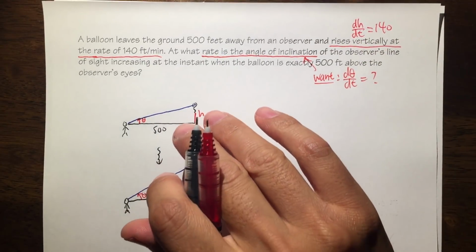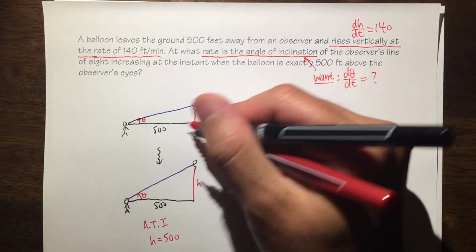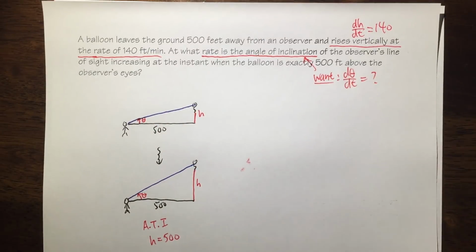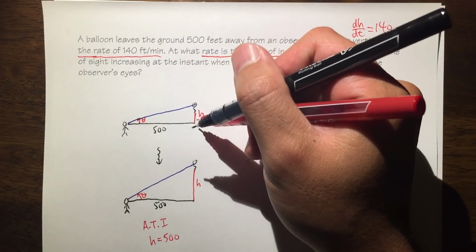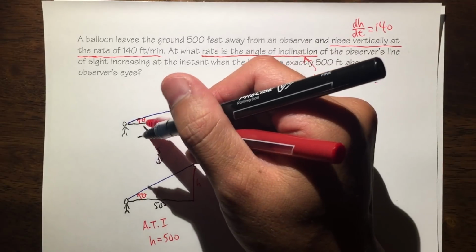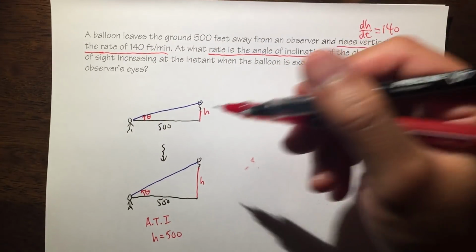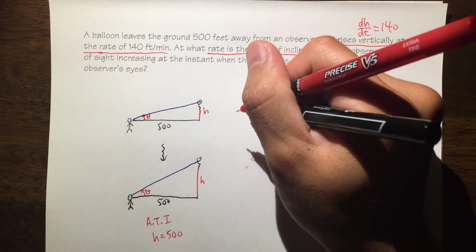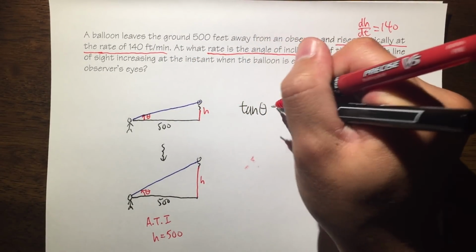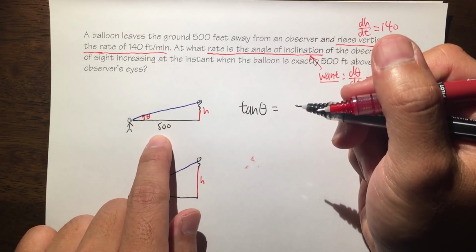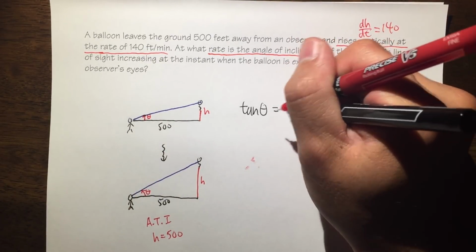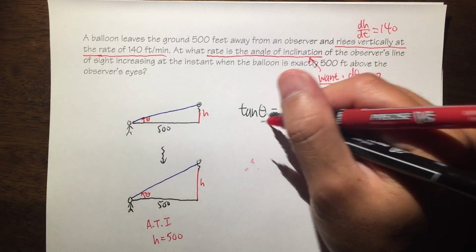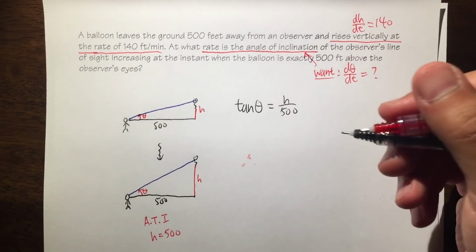Now let's look back to this picture. We have a right triangle, but this time I don't care about the third side, the hypotenuse, because we care about the opposite side, the adjacent side, and the angle right here. Opposite and adjacent, so let's use tangent. Let me write down tangent theta is equal to h over 500. And that's pretty much it. We just have to remember theta and h are both functions of time.